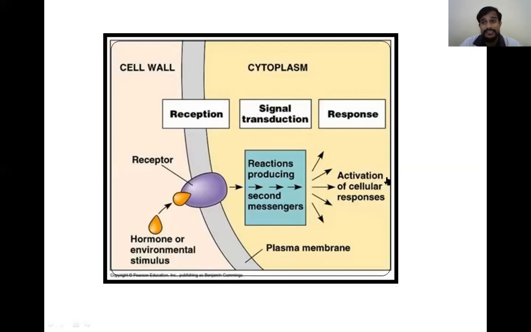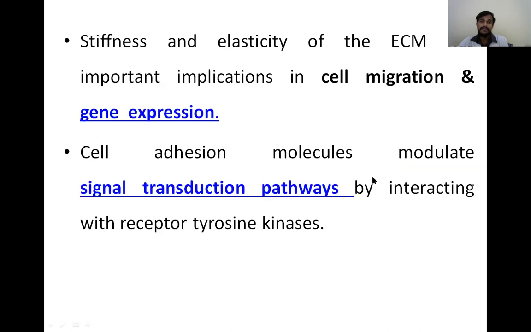The signals come from outside the cell, and these signals are transduced into the cell to perform certain actions, and by this action certain products are formed inside the cell which fulfill the action. Okay, so this is also done with the help of the extracellular matrix. Signal transduction pathways are something you will be seeing in the hormones.